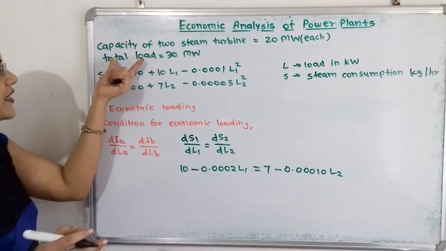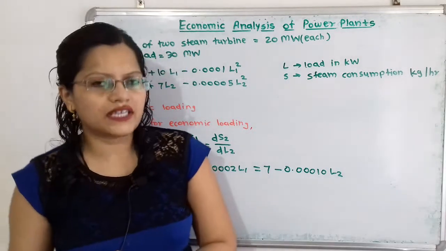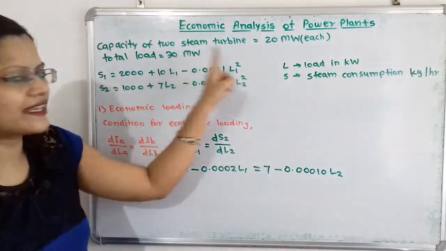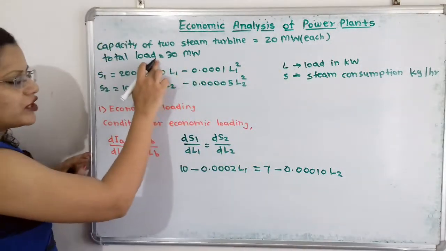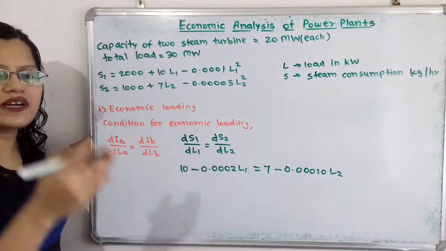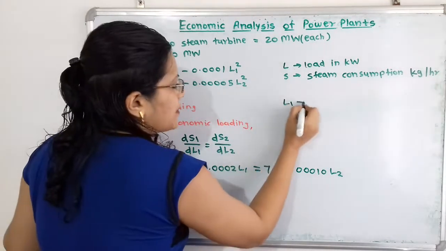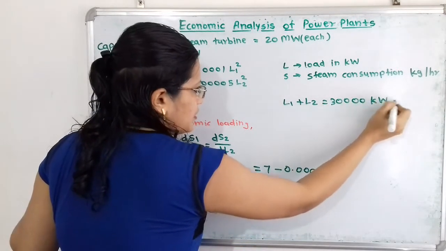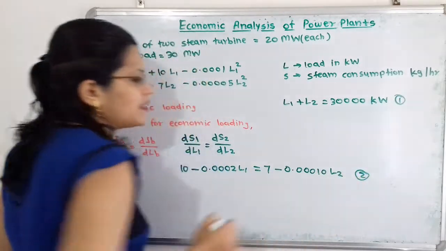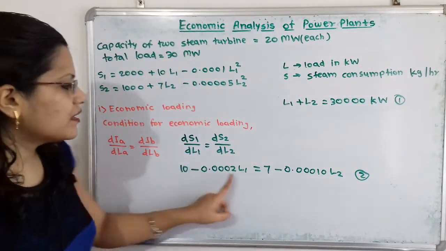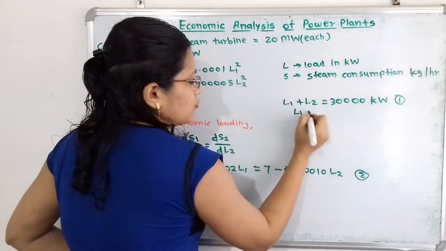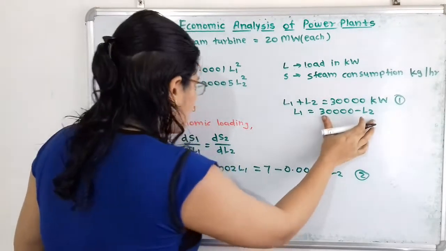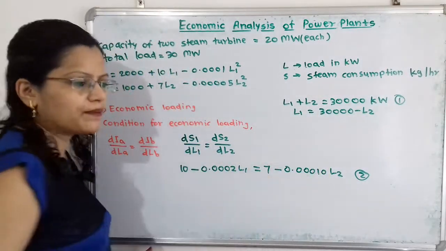Now if we observe, the given total load is 30 megawatt. But for these two equations load is in kilowatt, so we have to take the same unit. So we will write this total load. Total load means load of unit 1 as well as unit 2, that is L1 plus L2, which is equal to 30,000 kilowatt. So here is the equation number 1, here is the equation number 2. Then we will solve this. So L1 is equal to 30,000 minus L2. So we will put this value of L1 in this equation number 2.